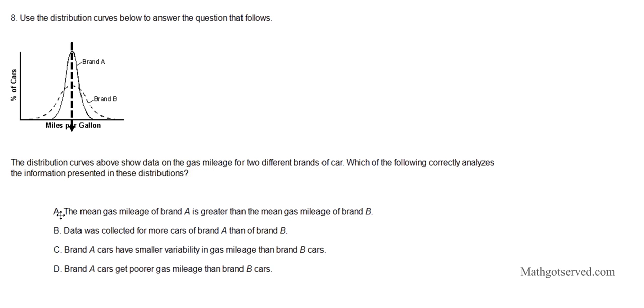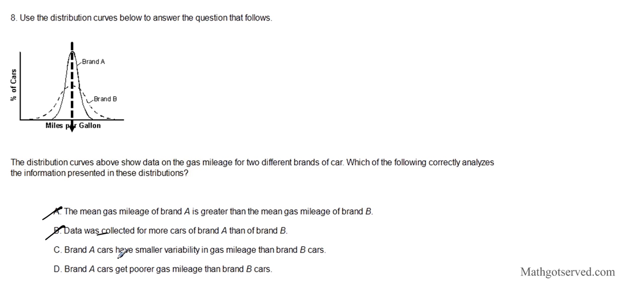So let's see, which one is correct? Option A. It says the mean of gas mileage brand A is greater than the mean of gas mileage B. That's wrong because they have the same mean right here. Let's see. It said data was collected for more cars of brand A than for brand B. There's no reference to the amount of cars that were collected here. We just know the mean and the deviation from the mean. Okay, so this is not a good option.